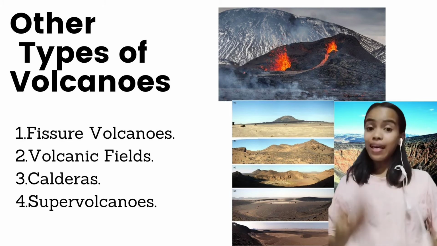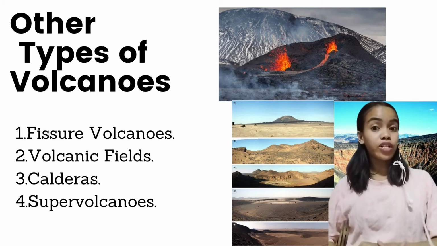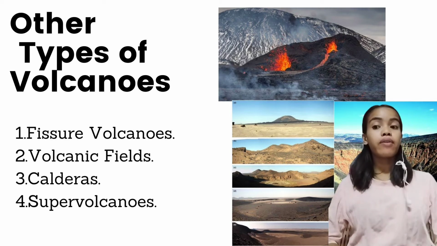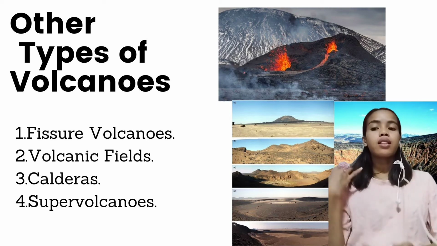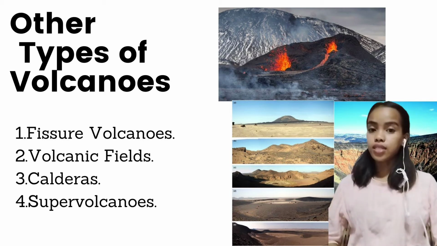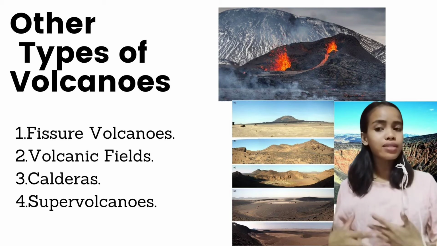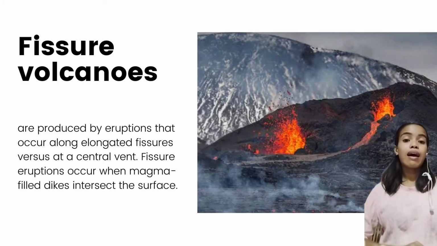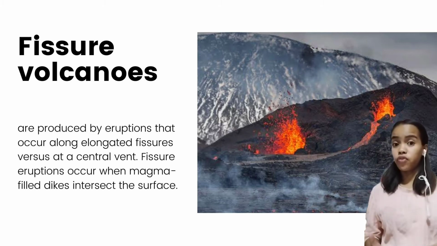Alright, so let us move on to the other types of volcanoes. So we have here the four other types of volcanoes. First, we have here the fissure volcanoes, then the volcanic fields, the calderas, and the super volcanoes. So let us discuss it one by one, okay? So first, let us discuss the fissure volcanoes. So what are fissure volcanoes?